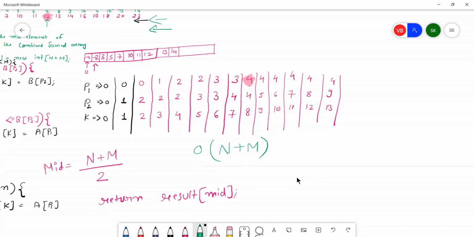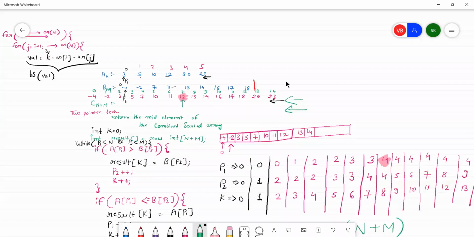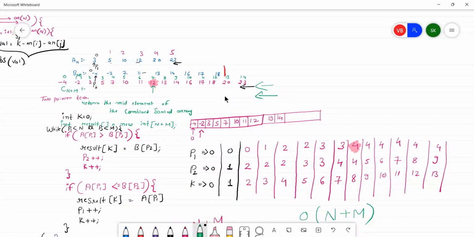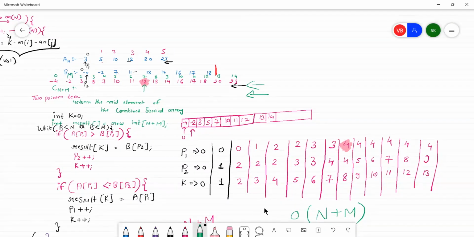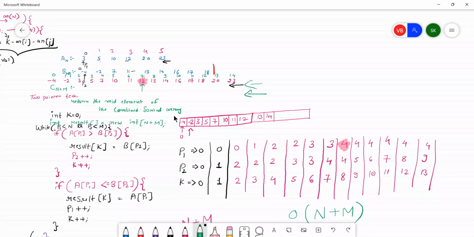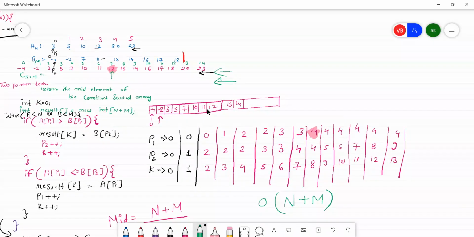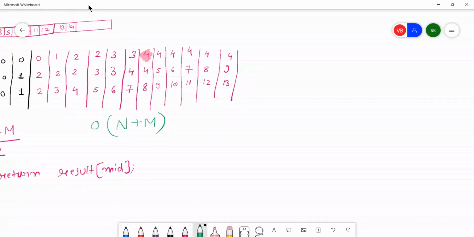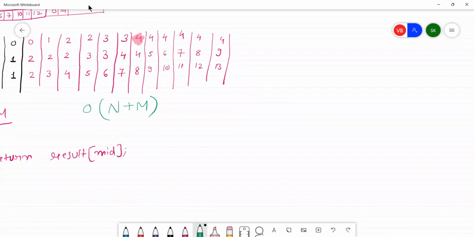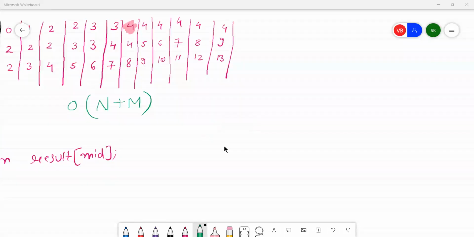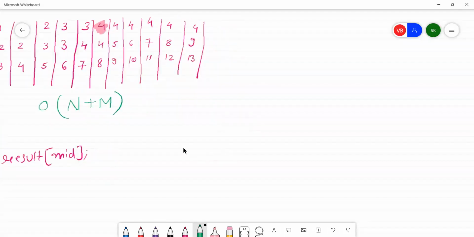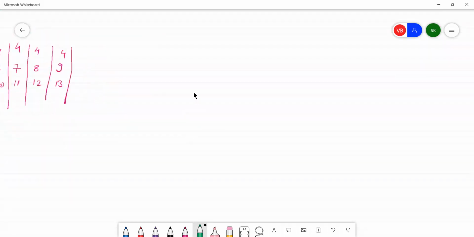I hope you are clear with the complexity part, because you can see we are traversing the array one time, like maximally one time. So one time we traversed the first array, one time we traversed the second array. That makes its complexity n plus m. Anyone having any questions here? Yes, no, anything? No, okay.